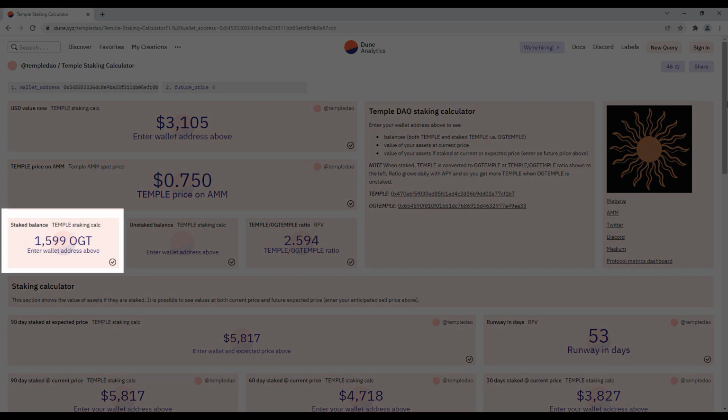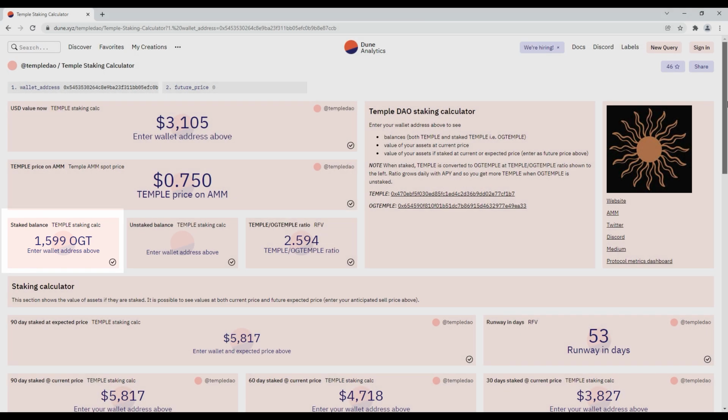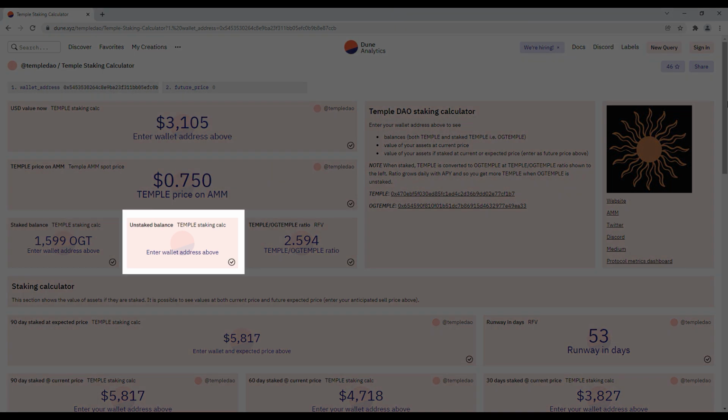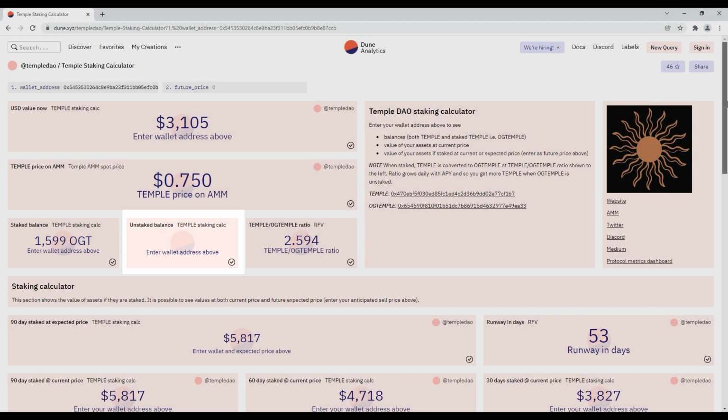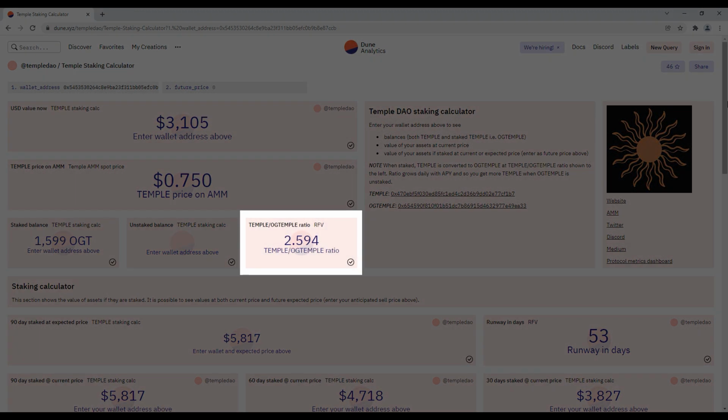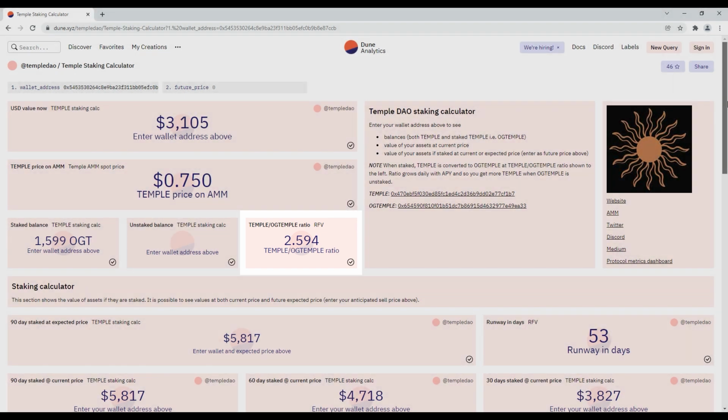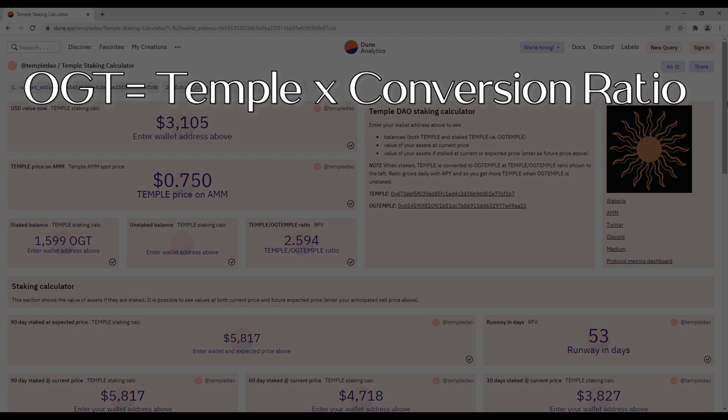Staked balance is the number of OG Temple you have. When you stake Temple, you receive OG Temple. Only OG Temple receives daily rebase rewards. Unstaked balance is the number of Temple you have. If you have any balance here, it means it is not staked and will not receive daily rebase rewards. Temple/OG Temple is the conversion ratio between OG Temple to Temple. You convert between the two using the formula OG Temple equals Temple times conversion ratio.